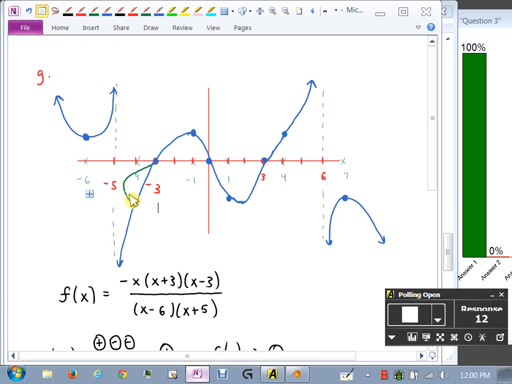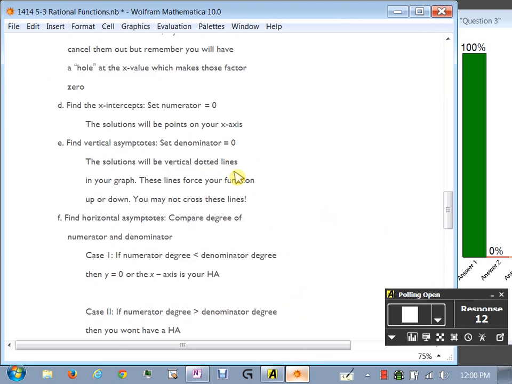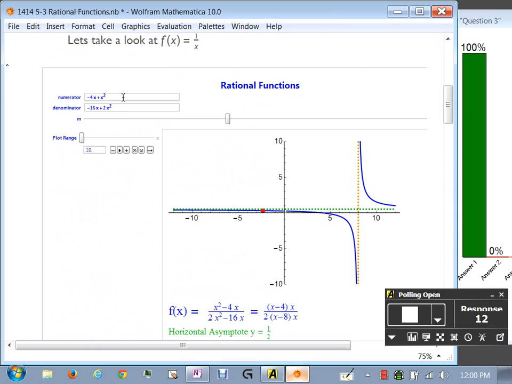Why can't you do this? It's not a function. It would fail the vertical line test. So you can never turn back on yourself like that. We good? All right, so let's take a look at the graph of this with the computer and compare it.